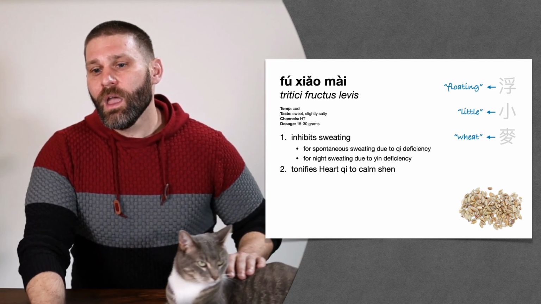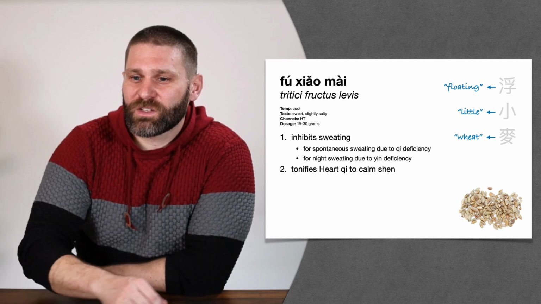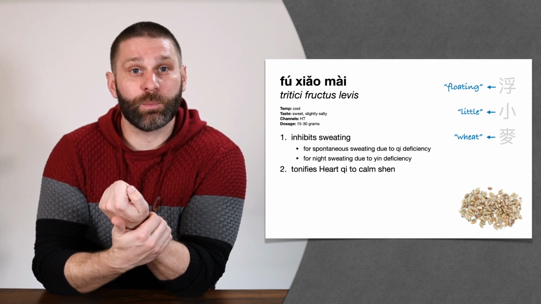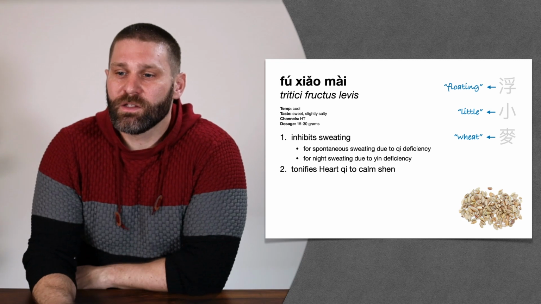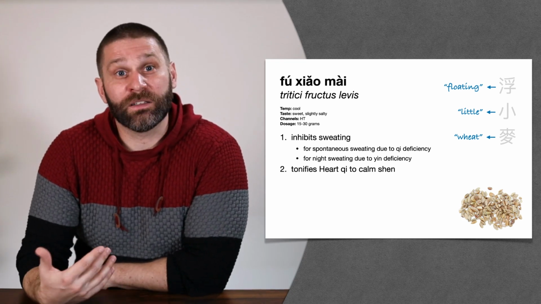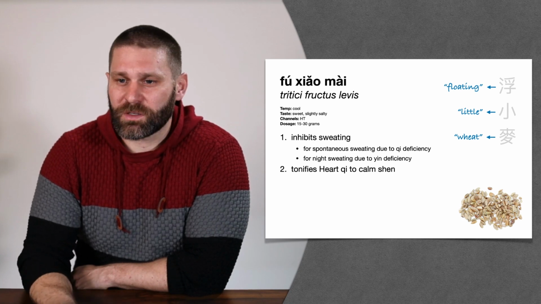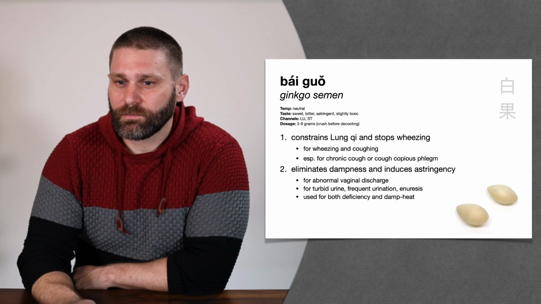stopping sweating. And the name Fuxiaomi means floating little wheat. Fu means floating, the same as when we talk about a floating pulse. That's fumai, the floating pulse or the superficial pulse. So fu means floating, xiao means little, and mai means wheat. Like again, we learned maiya, which just means grain. So that's Fuxiaomi, think stopping sweating.